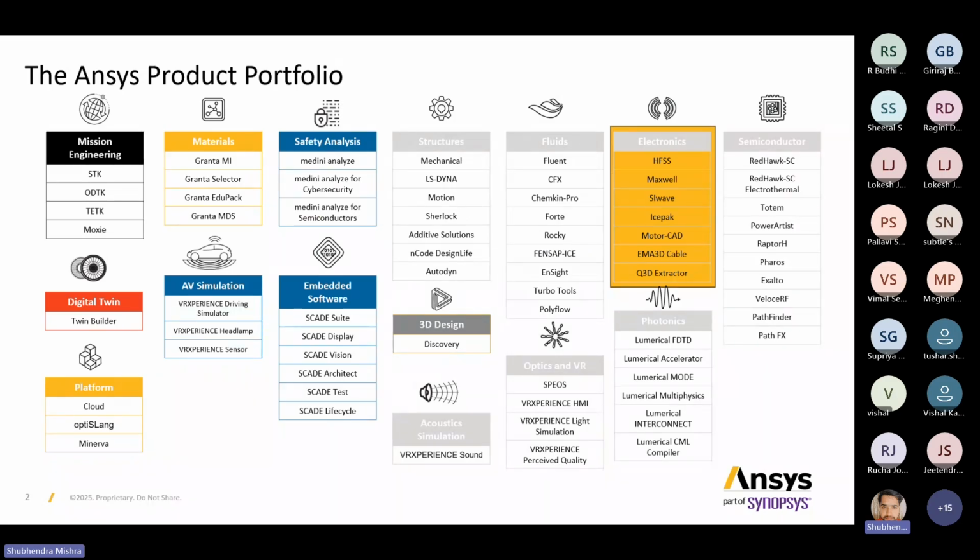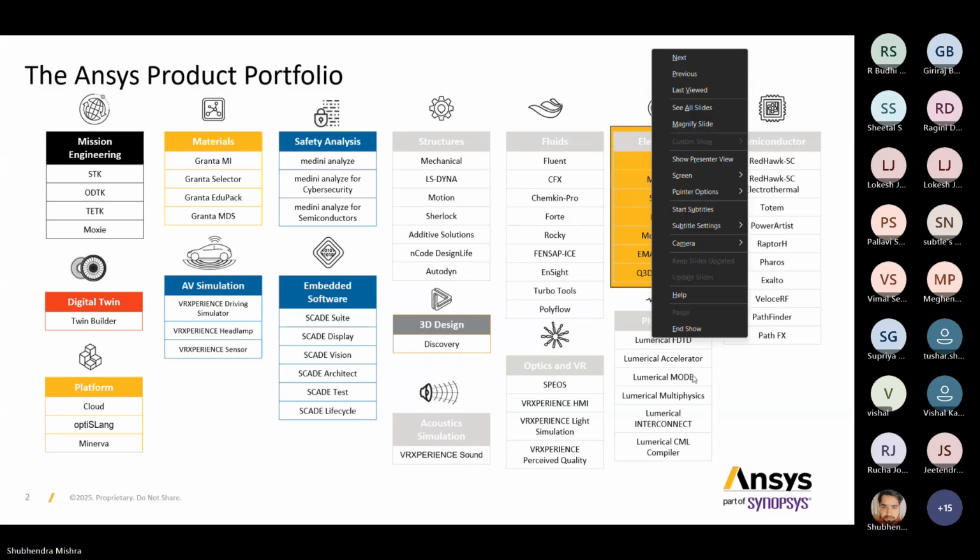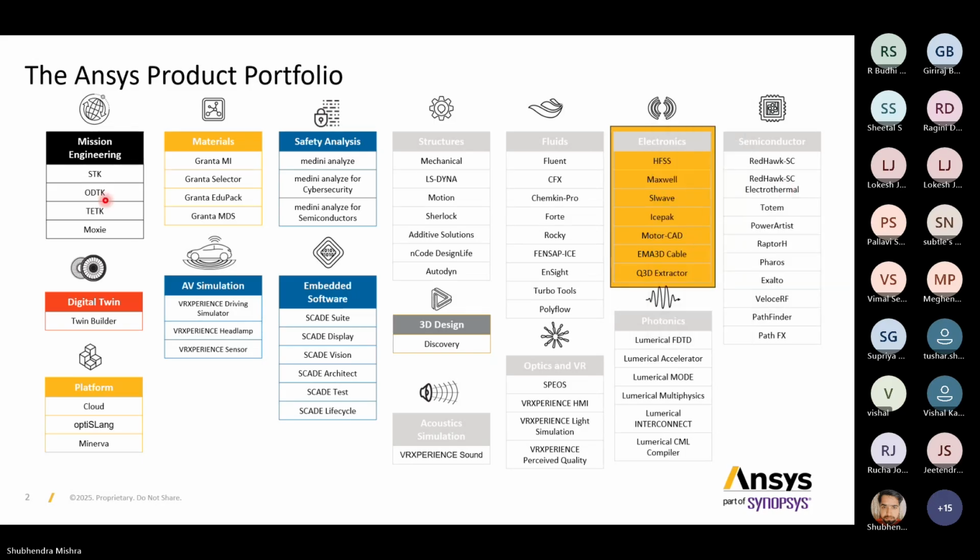In this, you can see that each physics is covered. Whether I'm talking about material, like before going to the simulations, I want to choose what material we should use. For that, we have the Granta tools. What Granta tools do is choosing a material, and any type of material analysis you want to do, you can do with the Granta tools.